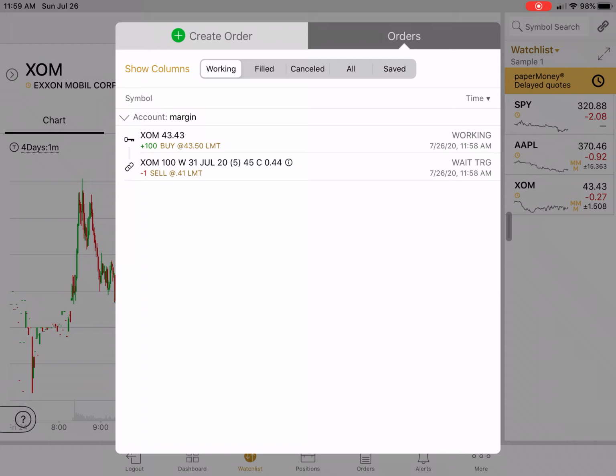So this is how to write a call option with conditional order on a single ticket with Thinkorswim. Thank you.